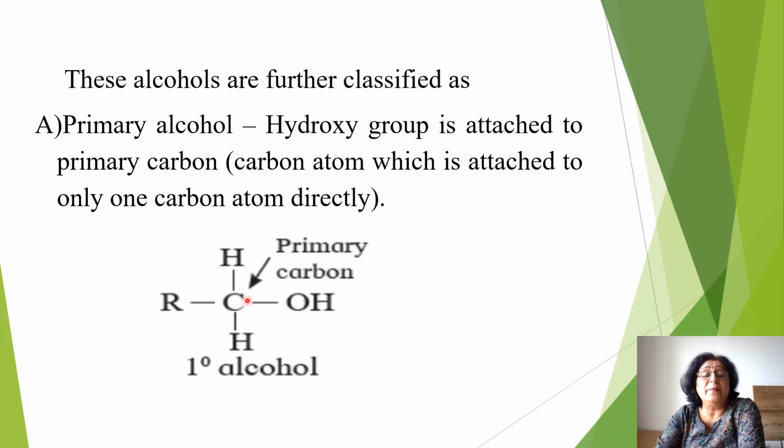What do you mean by primary carbon? The carbon to which one alkyl group and two H are attached is called primary carbon. So here the hydroxyl group is attached to the primary carbon. That means the carbon atom is attached directly to only one carbon atom. So one alkyl chain is attached, and it is called primary carbon. So when OH is attached to the primary carbon, you call it a primary alcohol or 1-degree alcohol.